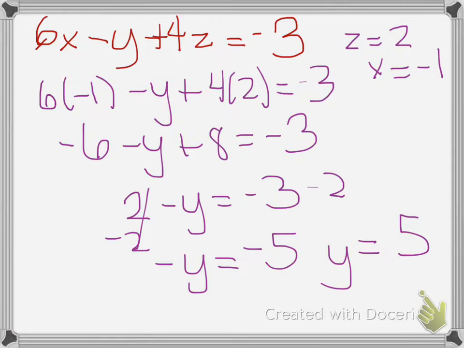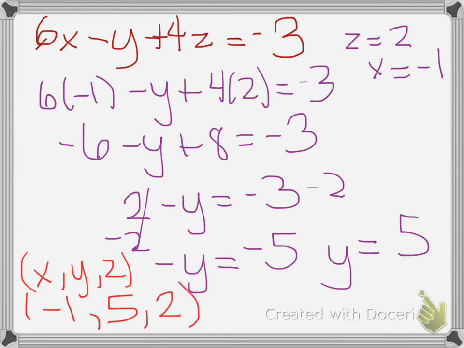How I write this is as an ordered triple. My ordered triple is like the x, y, and z, the coordinates of the points. So my x is negative 1, y is 5, and z is 2. We'll try another example in a different recording.